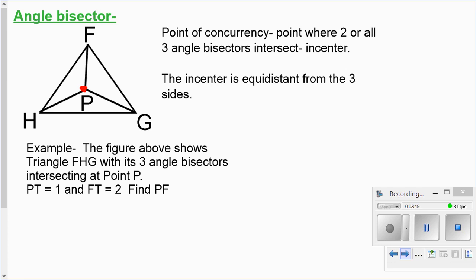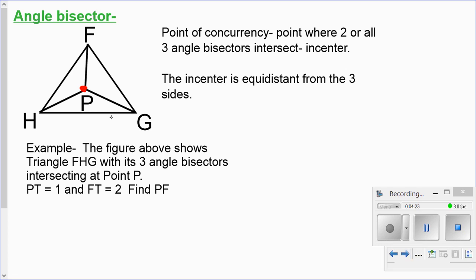So we looked at the point of concurrency in triangles that had medians drawn. Now we're going to take a look at the point of concurrency where we have angle bisectors drawn. So first of all, in this triangle here in our diagram, we have some angle bisectors. So segment PG is an angle bisector for angle HGF.